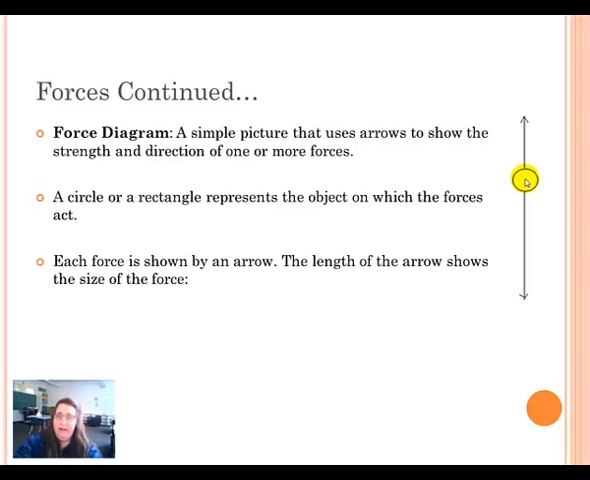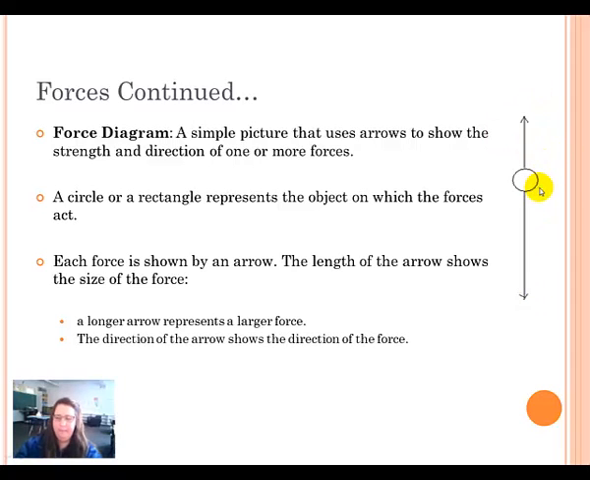Every force that is acting on an object is represented by an arrow. The length of the arrow shows the size of the force. In this case, the longer arrow down here represents that this force going down is stronger than the force going up. The direction of the arrow shows the direction of the force. So in this picture, you have forces being applied in two directions. You have an upward force being applied and a downward force being applied. This picture is showing that the downward force is stronger, so the object would move down.